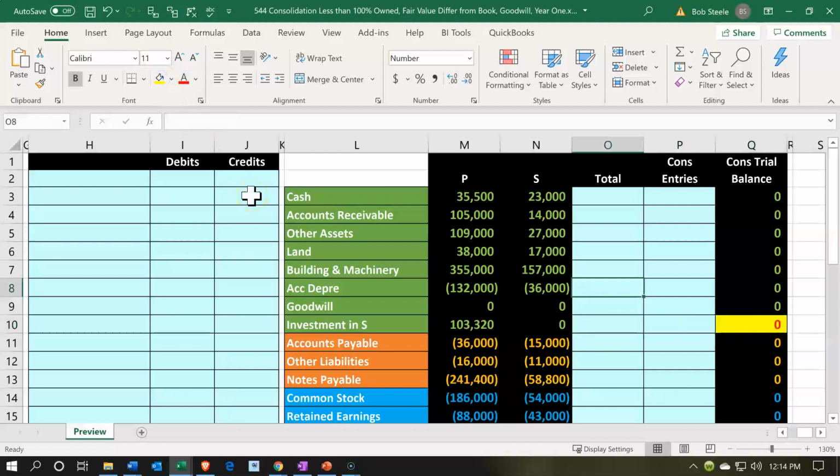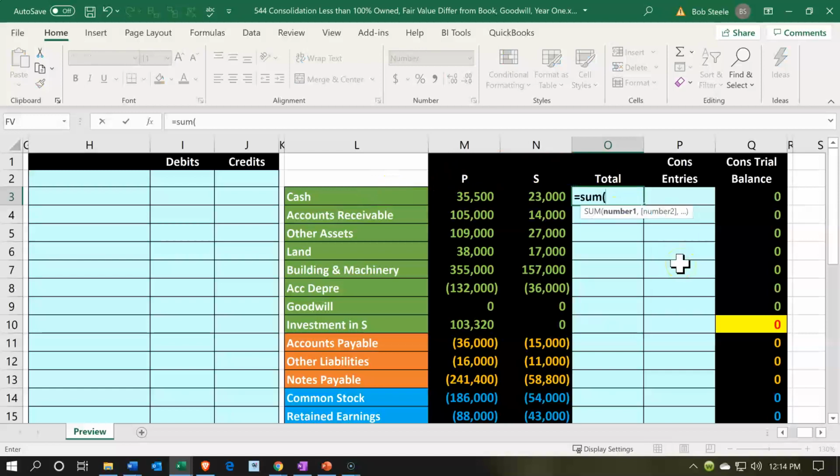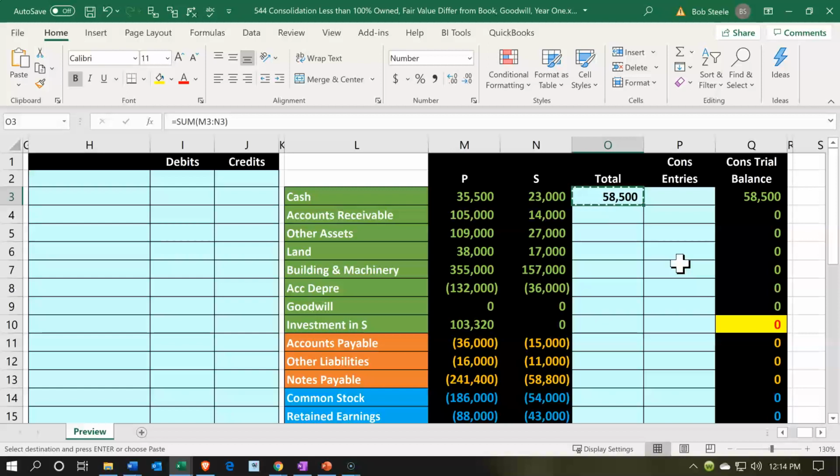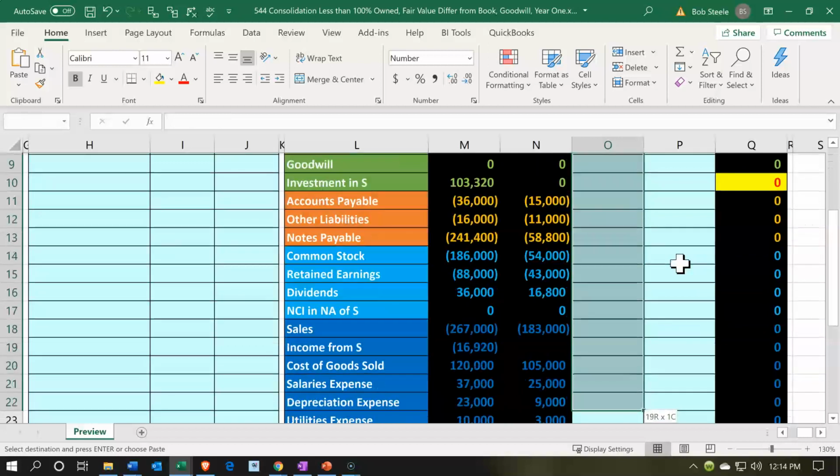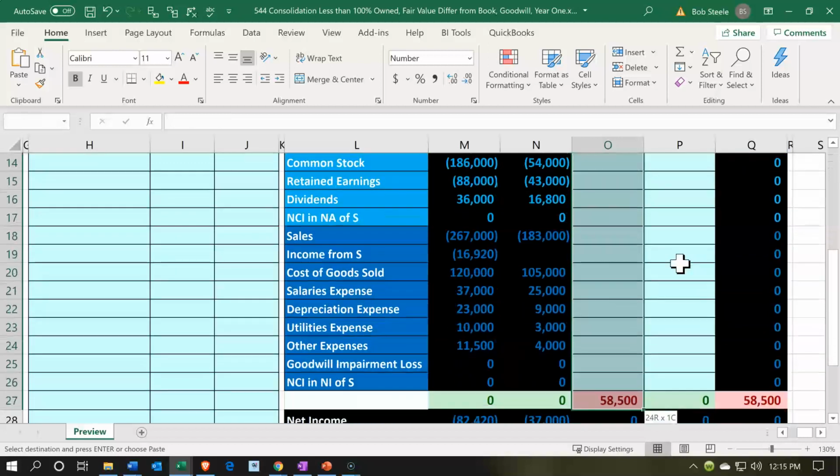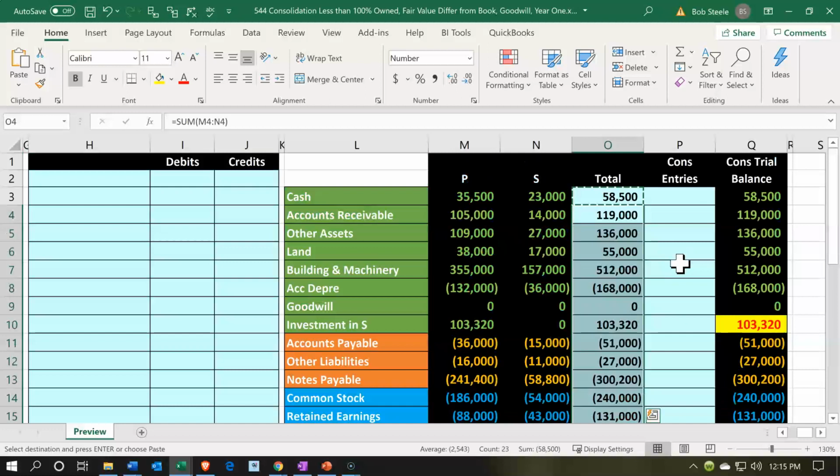So let's go ahead and sum these up first. So we've got P's books, we have S's books. We're going to then total them up just as we've seen in the prior problems, equals the sum of these two accounts, or these two numbers. I'm going to copy that, Control C, down arrow, holding down Shift, scrolling down to the bottom. And then I'm going to paste this, Control V to paste it.